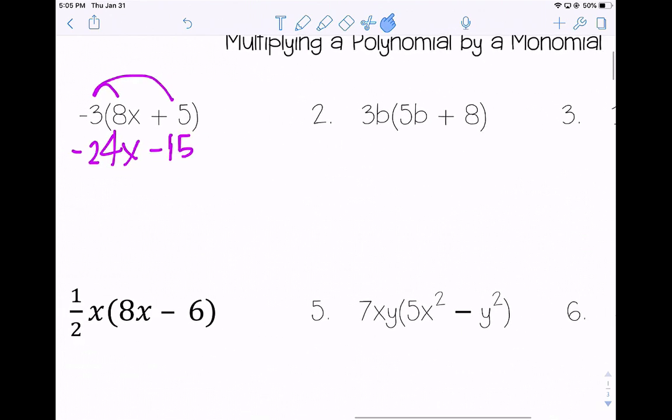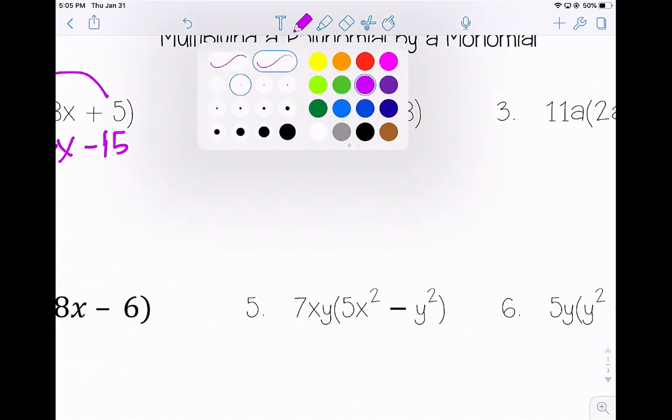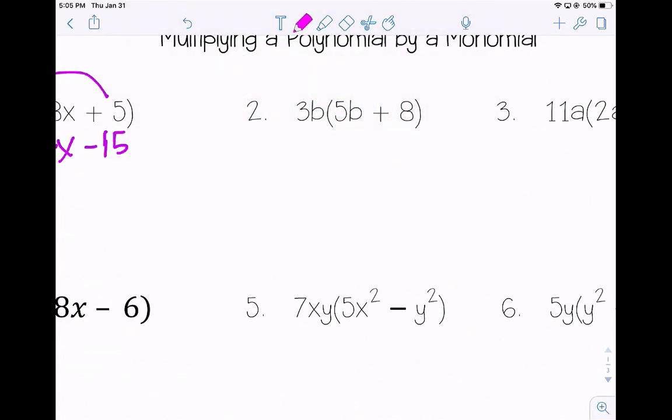Number 2, this time we're distributing a 3 as well as a b. So both 5b and 8 are going to be multiplied by 3, and they're going to get an extra b. So 5b already has a b, so we're going to put another b with it. And hopefully you remember from laws of exponents, when I multiply b times b, I actually end up adding the exponents because I would have 2 b's, so that would be b squared. So 15, because 3 times 5 is 15, b squared.